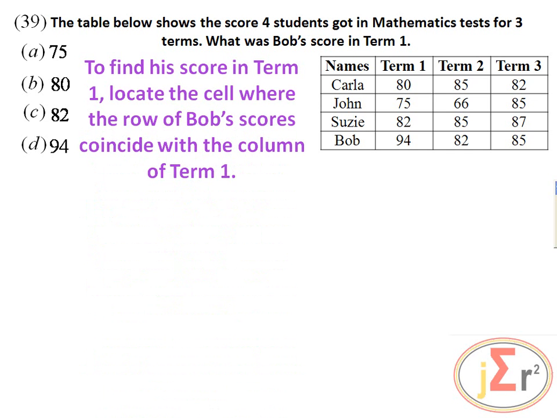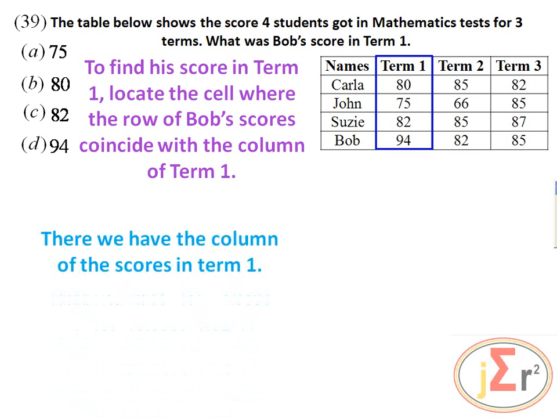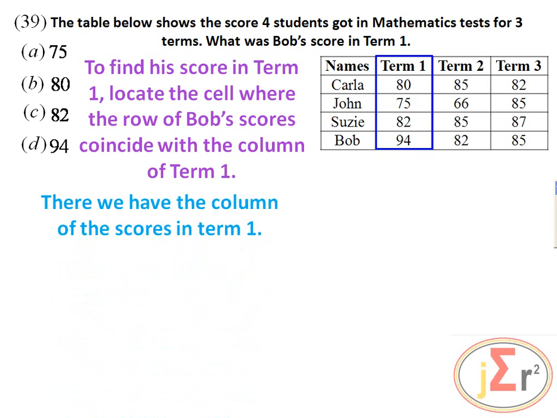So we are taking a look at Bob's score in term 1. We need to take a look at where the cell of Bob's row coincides with the cells of term 1. How do we do that? We have highlighted all of the marks associated with term 1. There we have the column of scores in term 1.